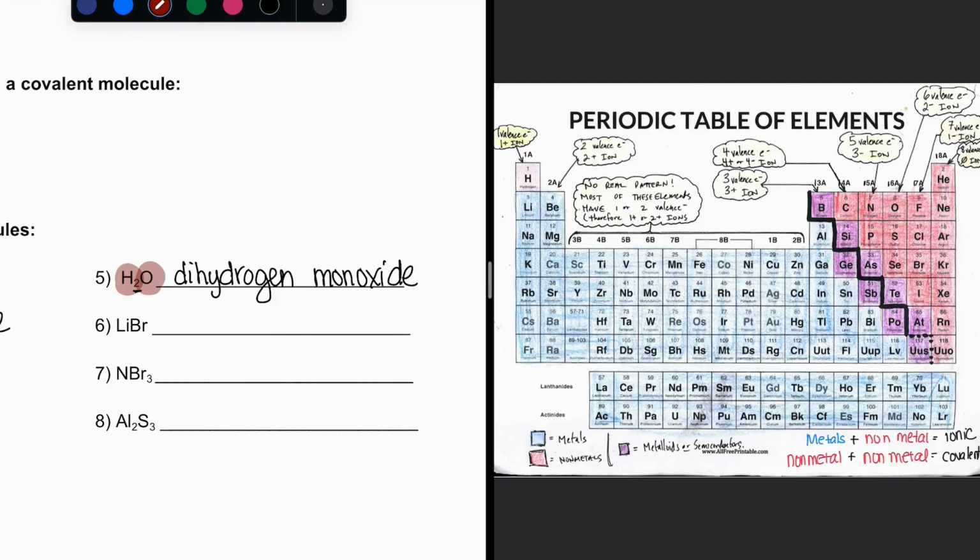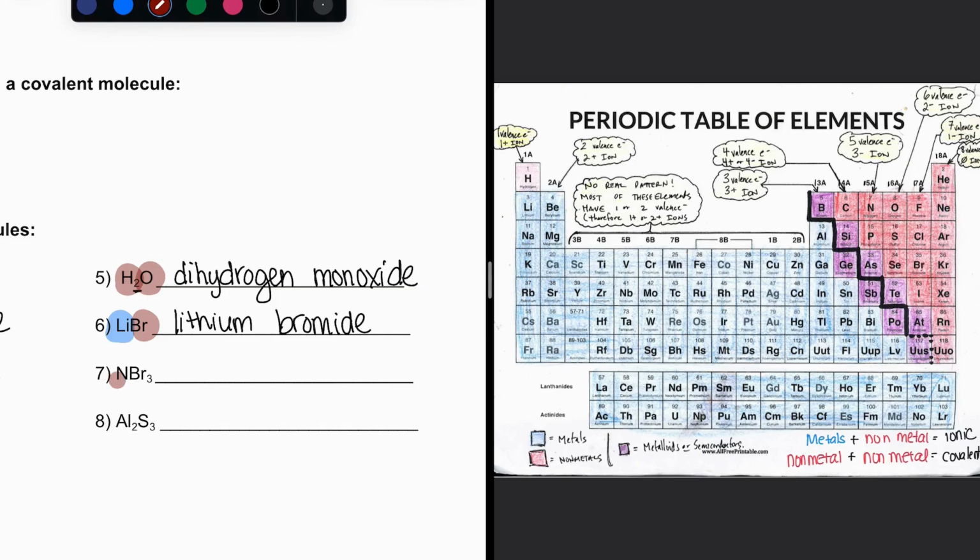For number 6, I have lithium, which is a metal, and bromine, which is a nonmetal. So that's an ionic bond. For ionic bonds, I just name what I have. Lithium, bromine, but I'm going to change my ending to ide, so lithium bromide.